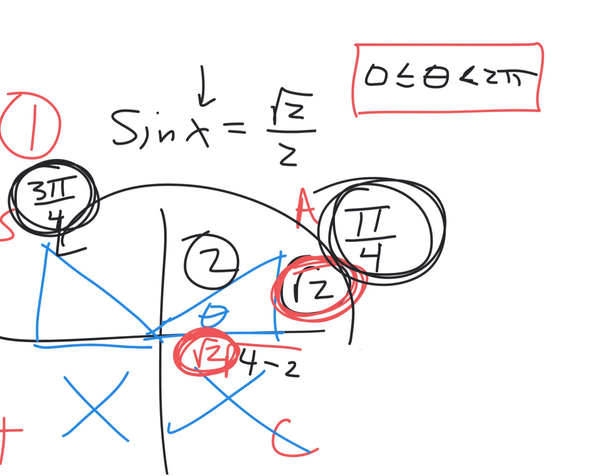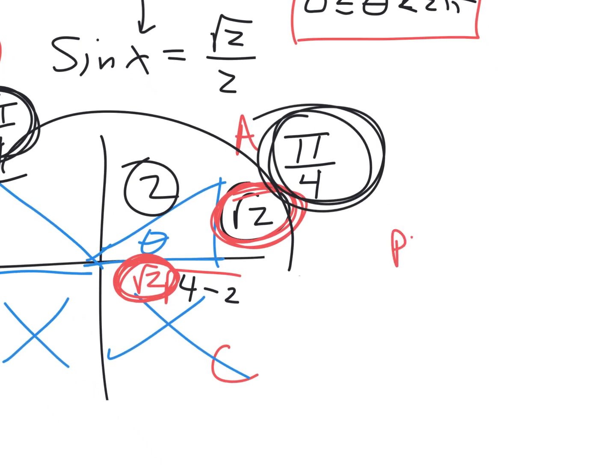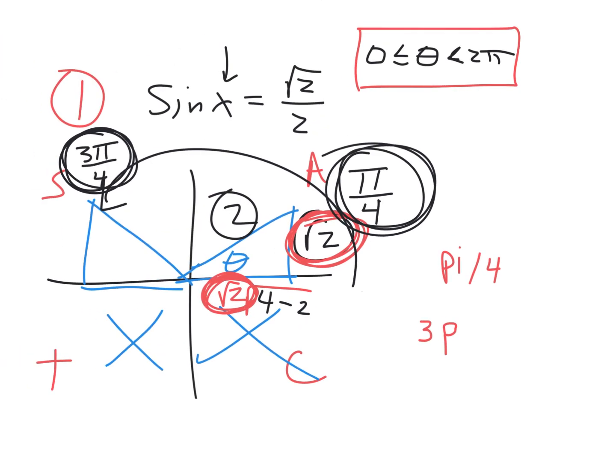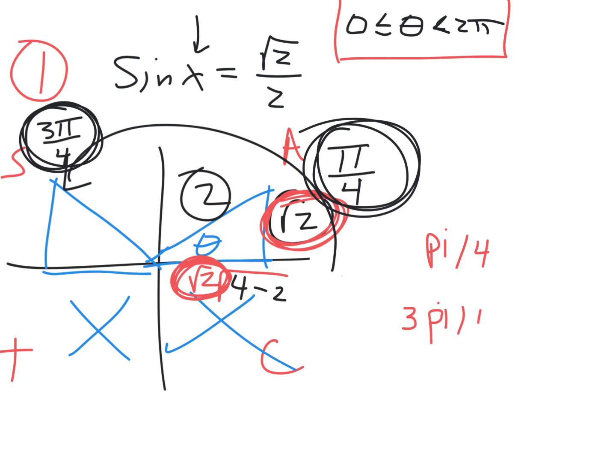All right. Cool. We're done with number 1. Well, how are you going to write that? There's no pi symbol. Pi/4, and always use lowercase, and then 3pi/4.